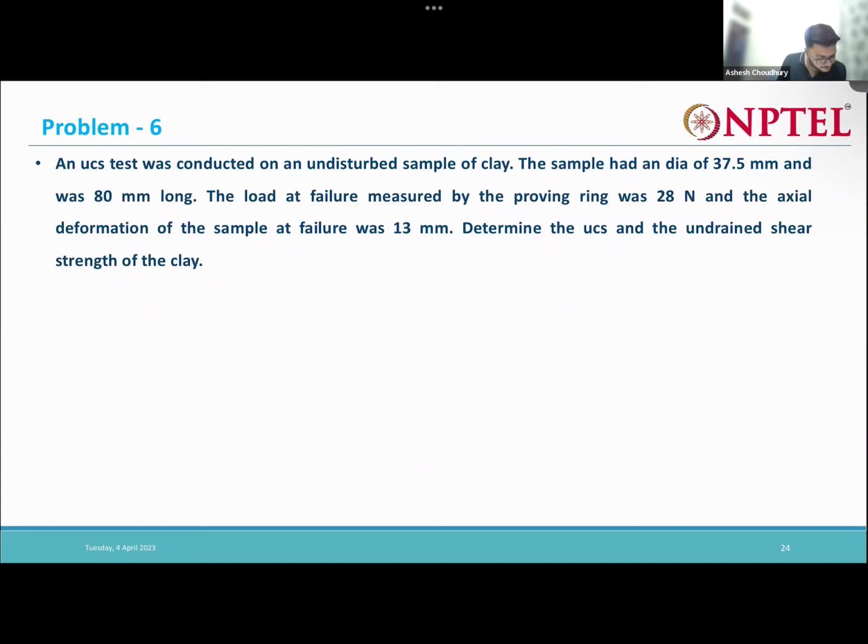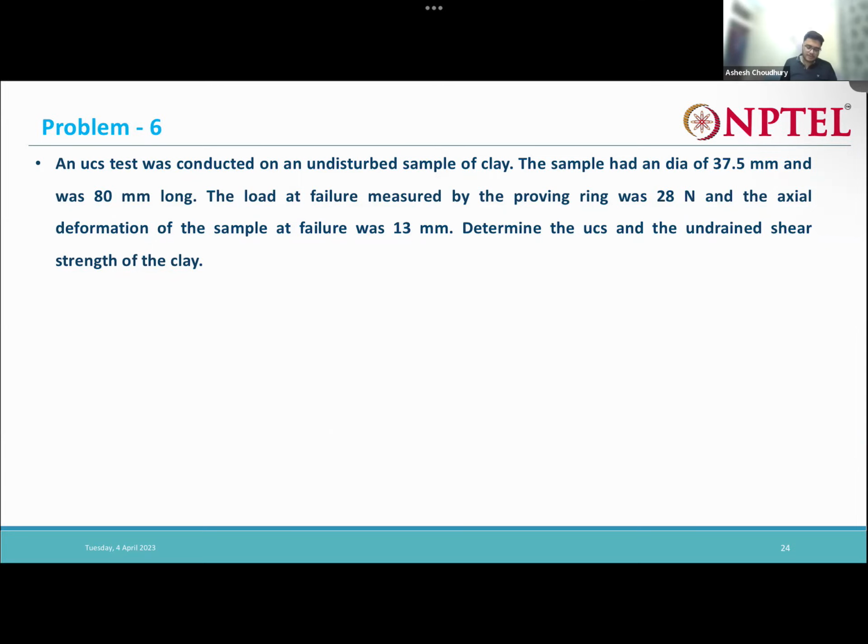Okay. So a UCS test was conducted on an undisturbed sample of clay. The sample had a diameter of 37.5 mm and was 80 mm long. The dimensions of the sample are given. The load at failure measured by the proving ring was 28 newtons, and the axial deformation of the sample at failure was 13 mm. We need to determine the UCS and the undrained shear strength of the clay.